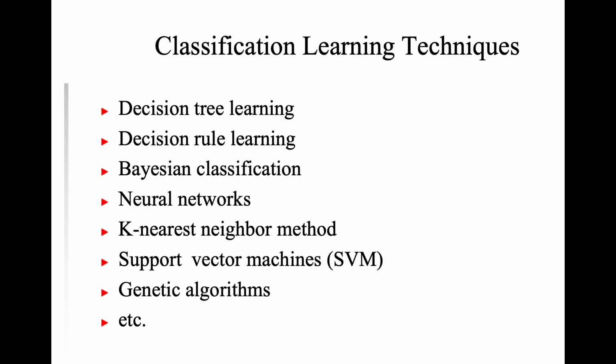So for classification, there are several methods. We are discussing just one of them today, which is decision trees, but we have other classification techniques such as neural networks, k-nearest neighbors, Bayesian methods, and so on.